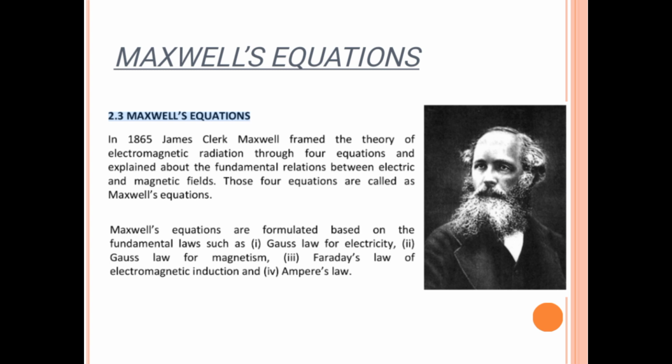The Maxwell equations were framed as the theory of electromagnetic radiation, derived by James Clerk Maxwell in 1865. He explained the fundamental relation between electric and magnetic fields. These four equations are called Maxwell equations. The four equations have names. The first equation is called Gauss law for electricity. The second is called Gauss law for magnetism, the third is called Faraday's law of electromagnetic induction, and the fourth is called Ampere's law.